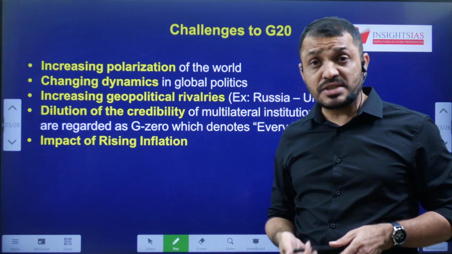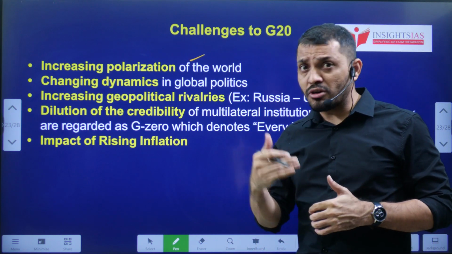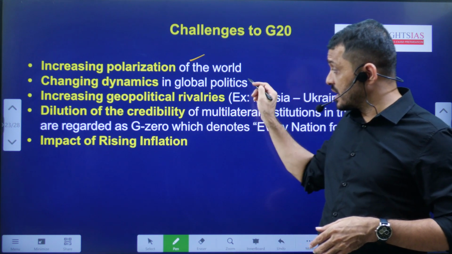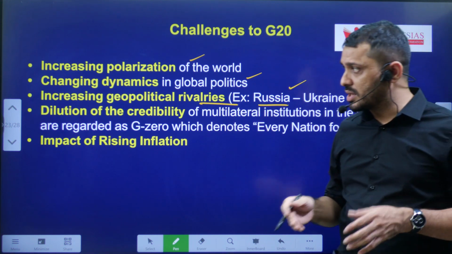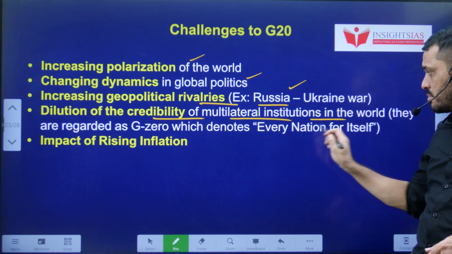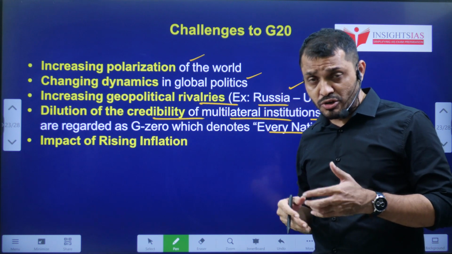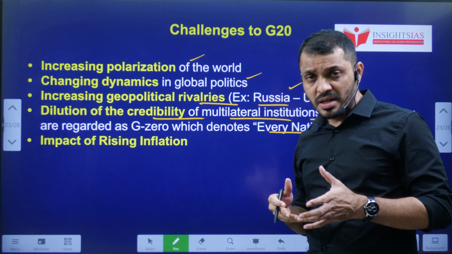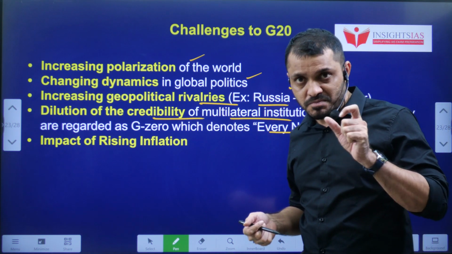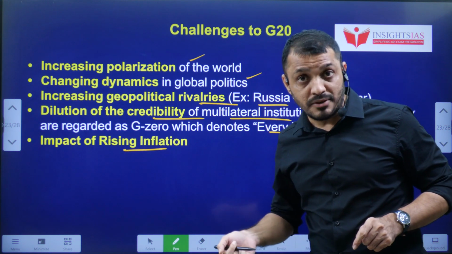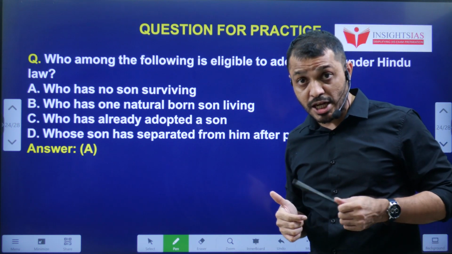Next, some of the challenges faced by the G20. These challenges are the increasing population of the world, so according to that we have to plan. Then changing dynamics in global politics, increasing geopolitical rivalries due to Russia and Ukraine, and dilution of the credibility of multilateral institutions, such as the World Bank and WHO losing credibility. In that context, we have to uphold the value of the G20. That is also one of the challenges. Then the impact of rising inflation. These are the challenges to be overcome and they are going to be discussed in this year's G20 meeting also.